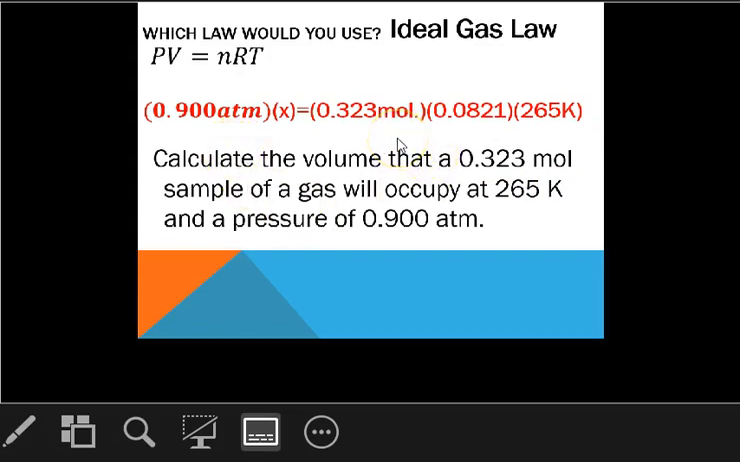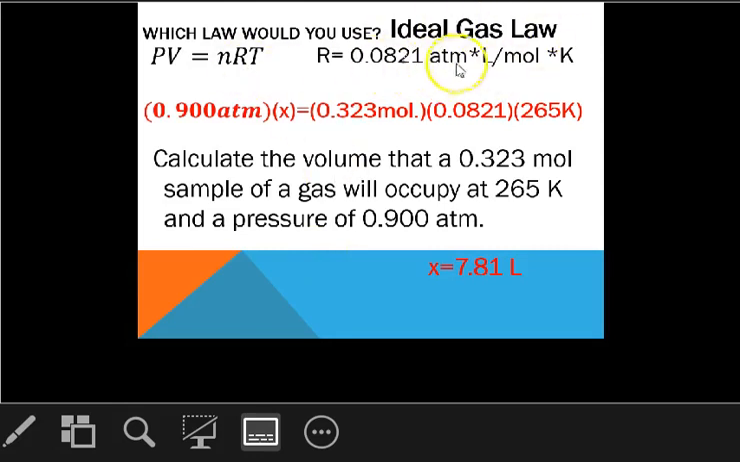You always start in your calculator on the side that doesn't have a variable. So you're going to multiply 0.323 times 0.0821 times 265, then divided by the number that's attached to your variable. So divided by 0.900. Your answer comes out to 7.81 liters because ideal gas law's volumes are always in liters.